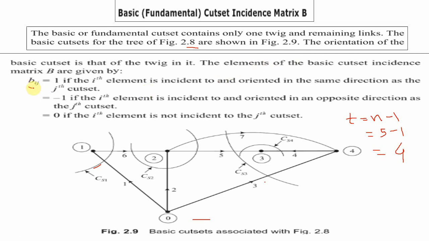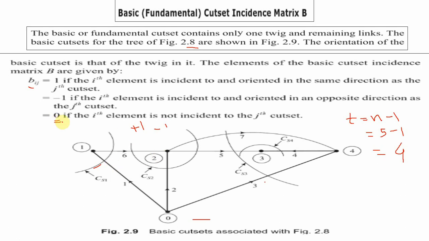Now next, what are the conditions? So the elements of the basic cut set incidence matrix B are given by Bij, right? That is nothing but the basic cut set. i means your node, j means your cut set, is equal to 1 if the ith element is incident to and oriented in the same direction as the jth cut set. It means if the direction of this element is in the direction of the cut set, then it is positive 1. If it is outgoing from that particular cut set, in that case it is minus 1. If there is no relation, then it is 0.